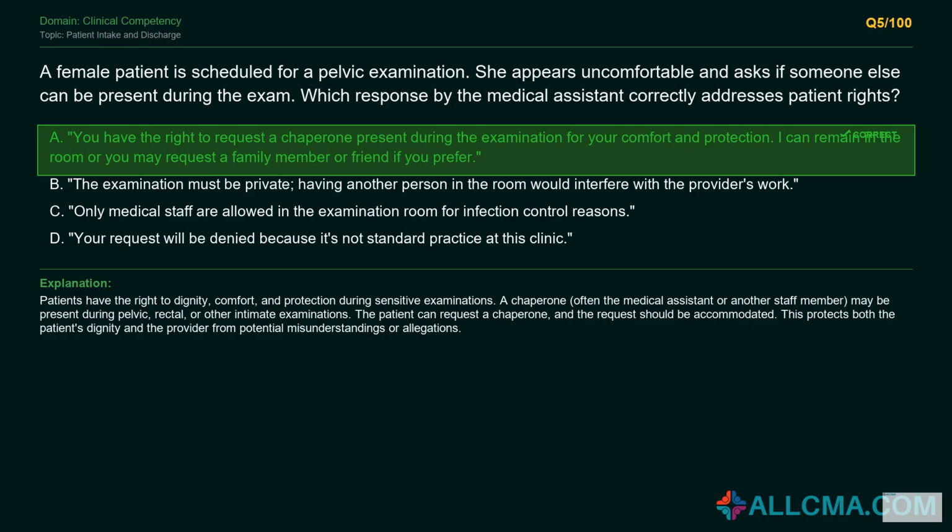The correct answer is A. Patients have the right to dignity, comfort, and protection during sensitive examinations. A chaperone, often the medical assistant or another staff member, may be present during pelvic, rectal, or other intimate examinations. The patient can request a chaperone, and the request should be accommodated. This protects both the patient's dignity and the provider from potential misunderstandings or allegations.